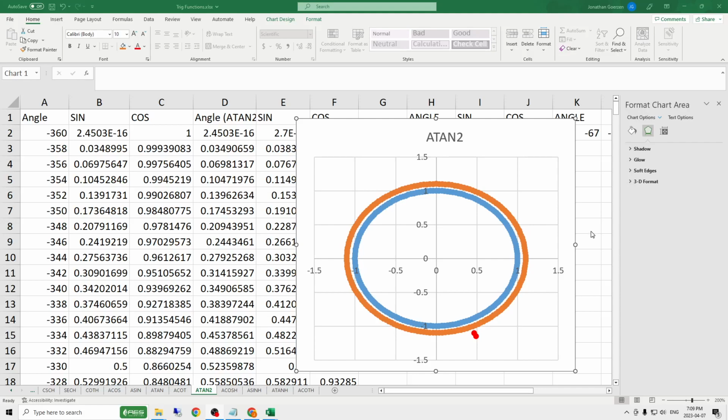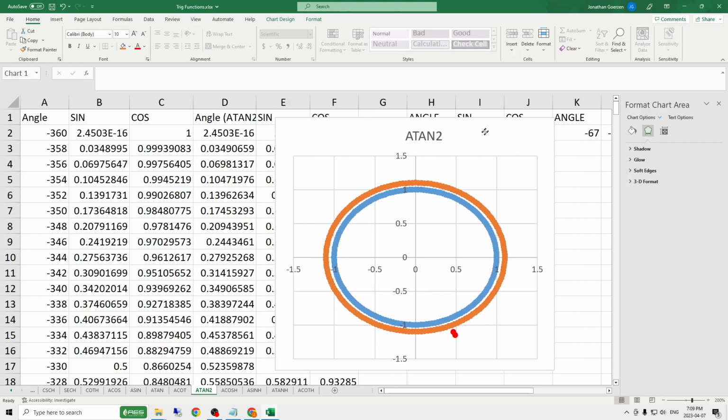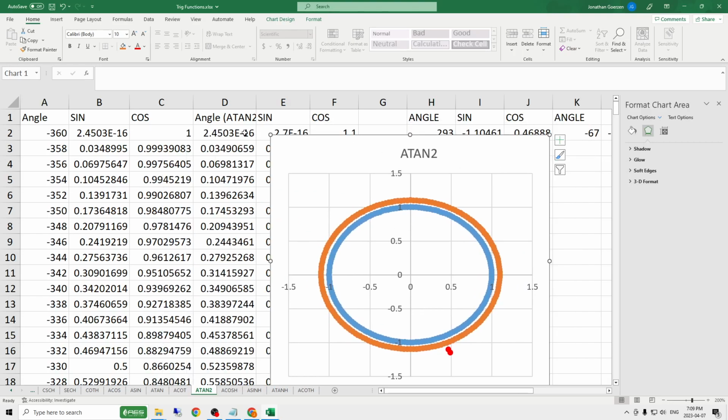Welcome to Accelerated Engineering. My name is John, and this is the video encyclopedia entry for the ATAN2 function, or arctangent 2, or however we want to say it. Arctangent 2 takes an input x and y coordinate and returns an angle based on those coordinates.